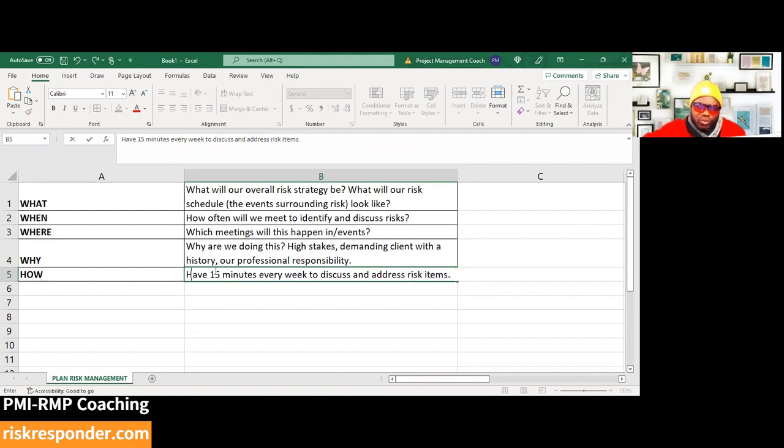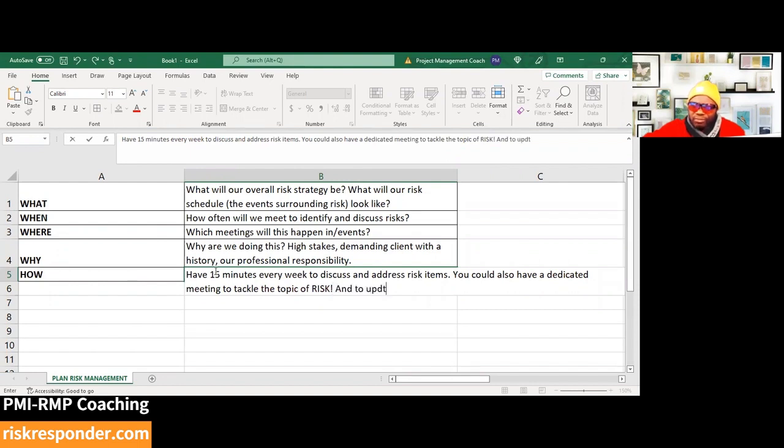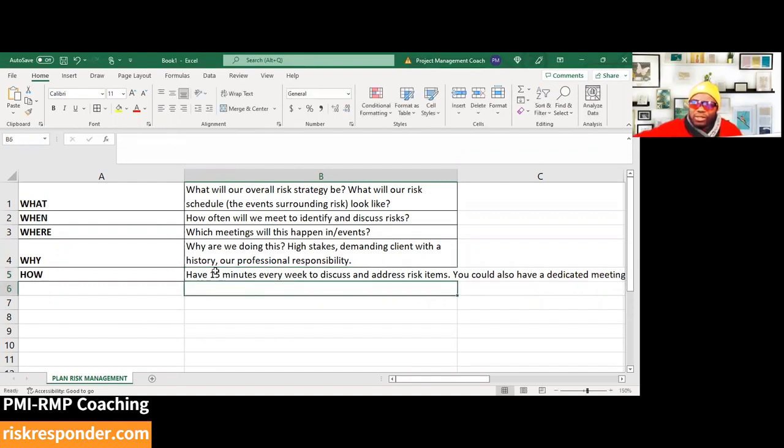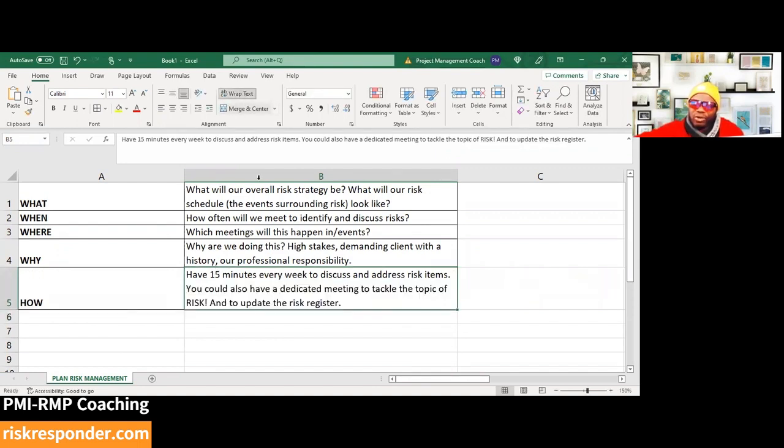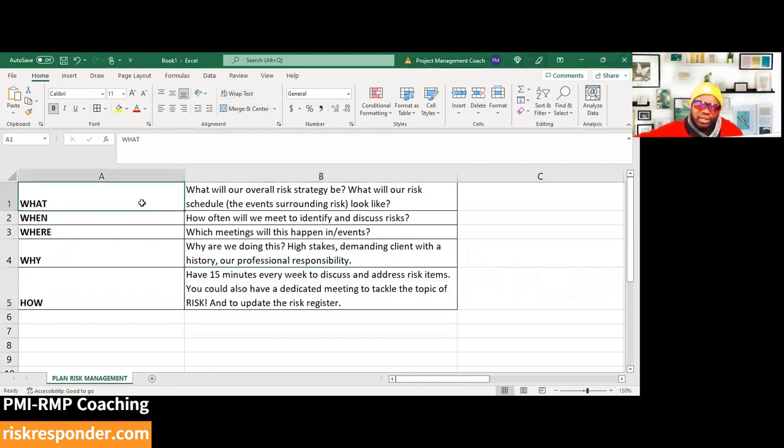You could also have a dedicated meeting to tackle the topic of risk, right? And to update the risk register. So you as a project manager, if you're called onto a project to lead as a project manager, you should be having this discussion with your team, right?